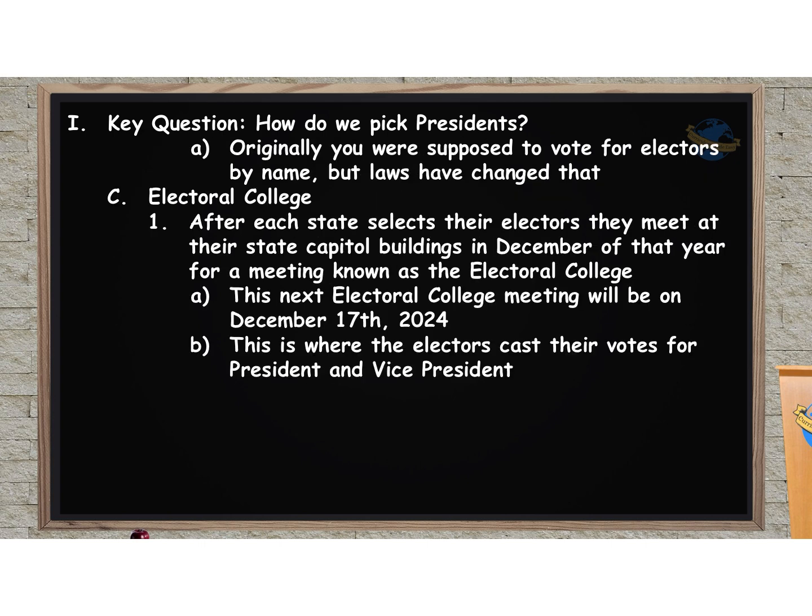So once each state has picked their electors, then those electors will meet at their state's capitol buildings in December of the year of the election. This is known as the meeting of the Electoral College. The last meeting was on December 17th, 2024, where they cast their votes for President Trump and Vice President Vance. This is, again, where the electors cast their votes for president and vice president. This is where they actually pick the president. So when we vote, we're not voting for president, we're voting for the people who get to pick the president. That's an indirect election. Again, I hate this system.